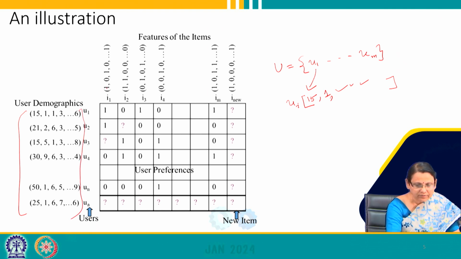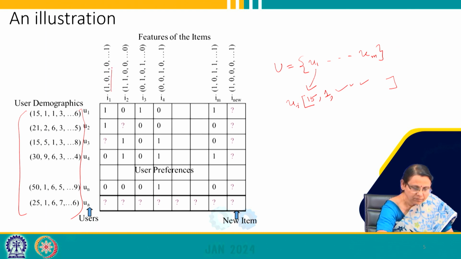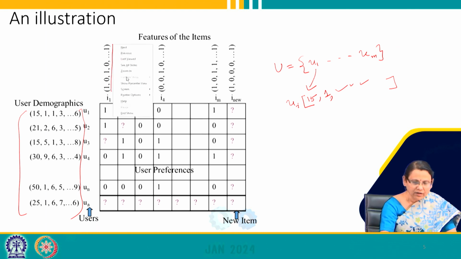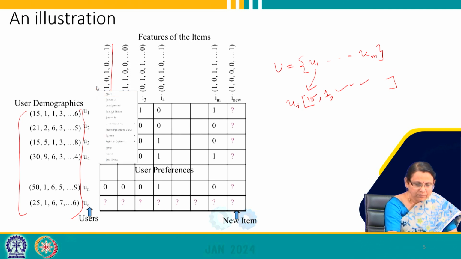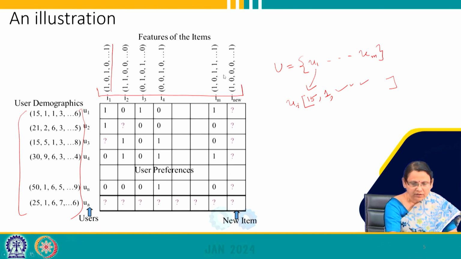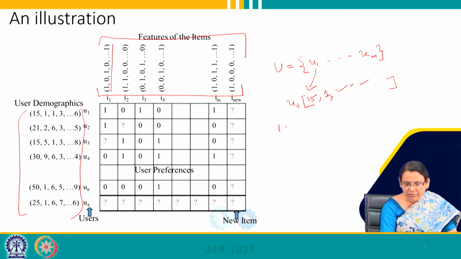Similarly, we have the items. Here each item I is represented by a set of zeros and ones, which indicates presence or absence of certain features, and this again makes one matrix. So, this item, let us say Ij, consists of certain zeros, ones, zeros, ones, zeros, and so on.